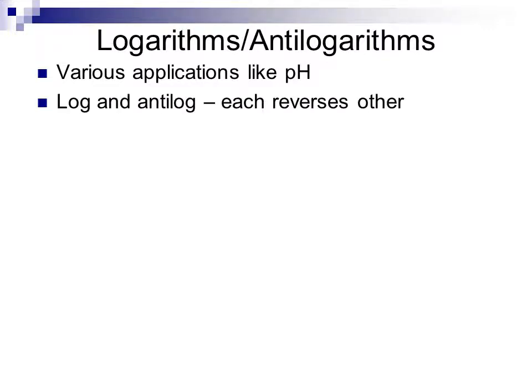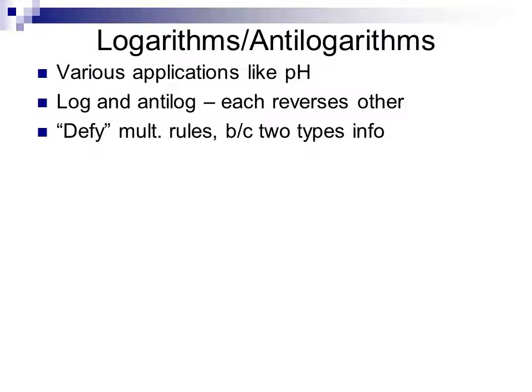Looking at logarithms and antilogs, these are specific values that are useful for a lot of applications. One of them is pH, which is something that's talked about in Gen Chem 2. Logs and antilogs will reverse each other. If I take the log of an antilog, I will reverse the antilog. If I take the antilog of a log, I will reverse the log.